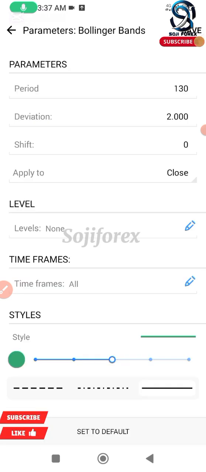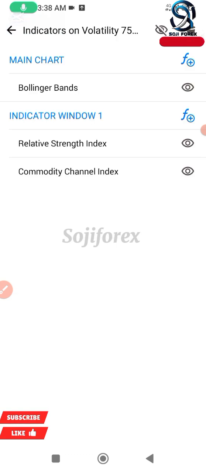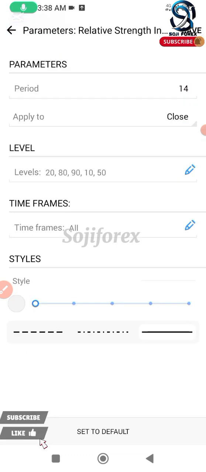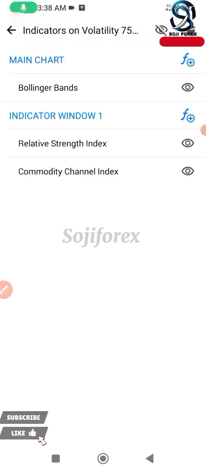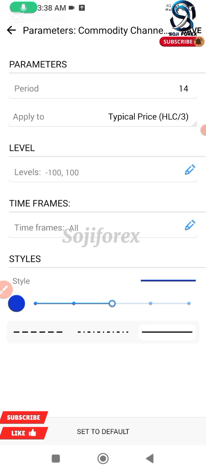So look at the setting. The period is 130, deviation is 2.0, the shift is 0, and you apply it to close. They will have a relative strength index, and you can see here are the parameters. Just take a screenshot, you do the setting on your phone, and then you can bank on it. Here's our commodity channel index.